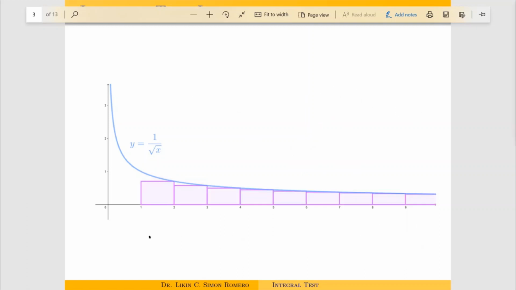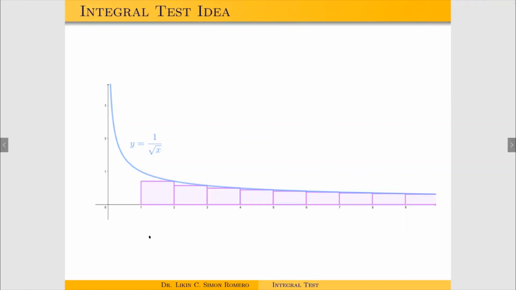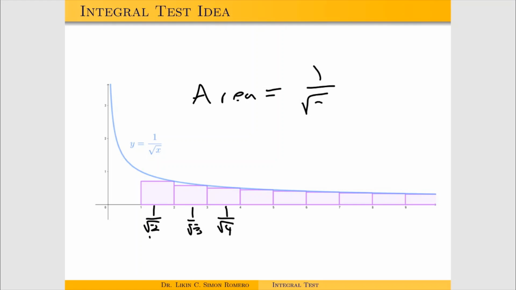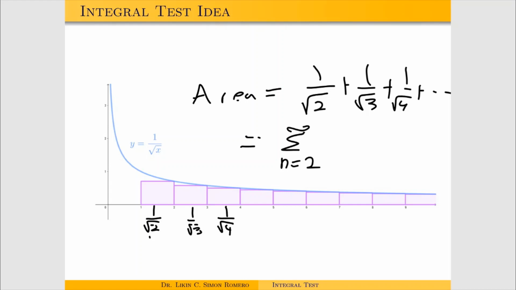If we use right sums here, we get a different picture. We see that this first rectangle here is 1 over square root of 2. Second one is 1 over square root of 3, then 1 over square root of 4, and so on. So this area is equal to 1 over square root of 2 plus 1 over square root of 3 plus 1 over square root of 4, and so on. And we can write this as the sum from n equals 2 to infinity of 1 over the square root of n.